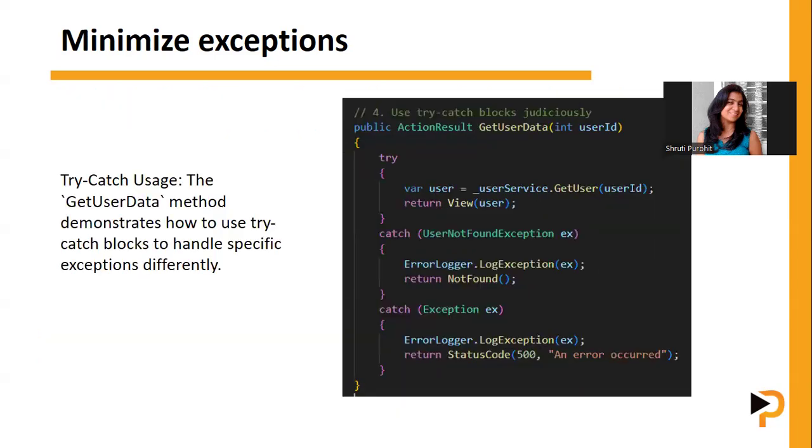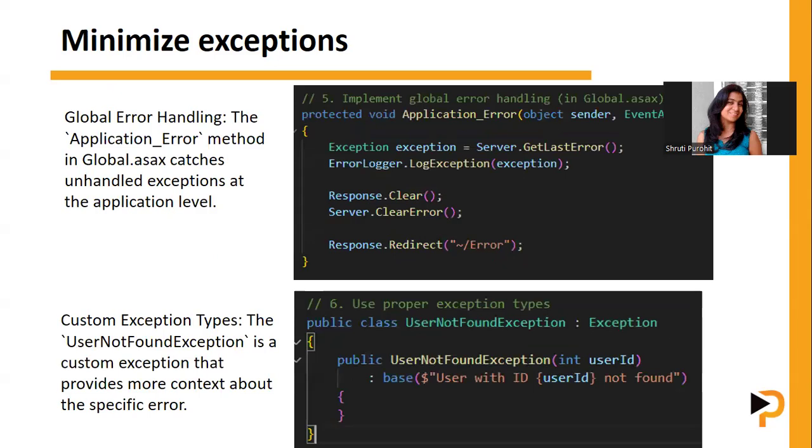Minimize exceptions by using try catch. The GetUserData method demonstrates how to use try catch blocks to handle specific exceptions differently, with a different catch block for each exception. Global error handling. The Application_Error method in Global.asax catches unhandled exceptions at the application level. So you can see that this particular method gets called.